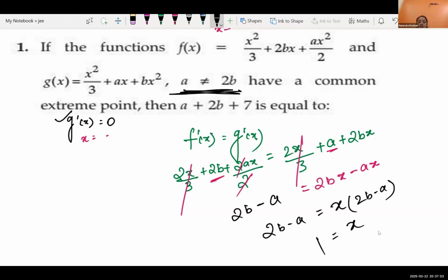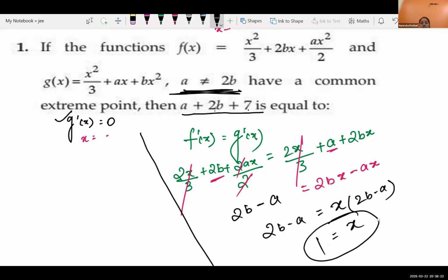We ended up getting x as a 1, and then we are supposed to find a plus 2b plus 7. A plus 2b plus 7 we need to find. Do we know a? No. Do we know 2b or just b? No. So we need to find a and b value from here. Okay, this x equals to 1 we have obtained from here. Can we say f dash 1 will be 0? Yes or no?